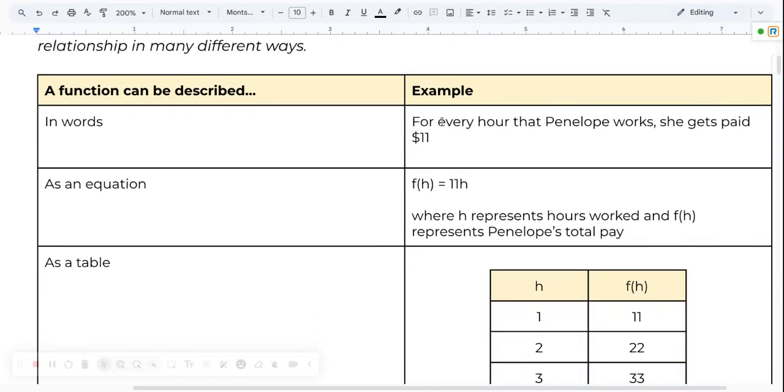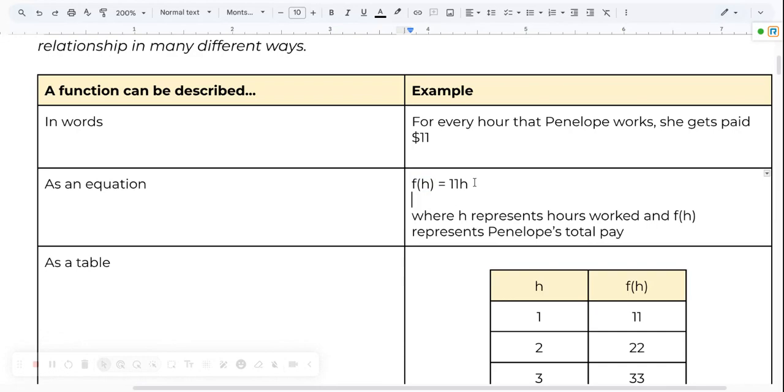Words can describe a situation such that for every hour that Penelope works, she gets paid $11. As an equation, we could write that as f of h equals 11h. H is the input, the number of hours worked. F of h is the output, or Penelope's total pay.